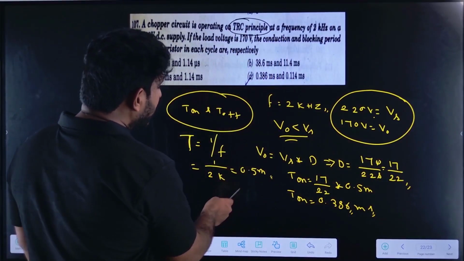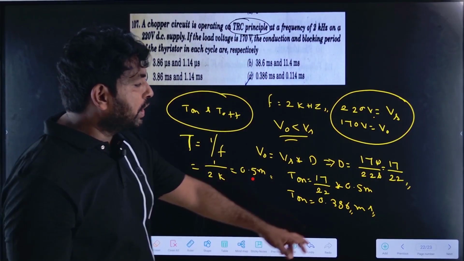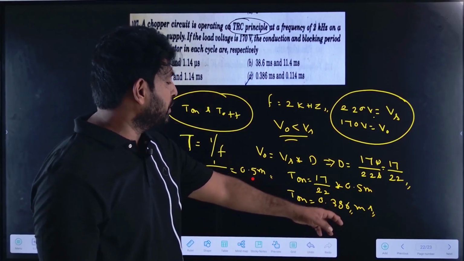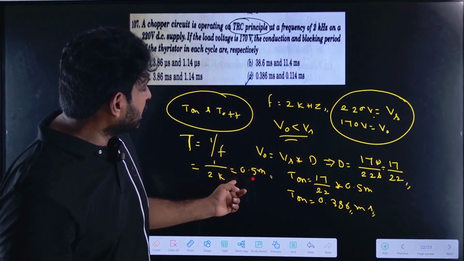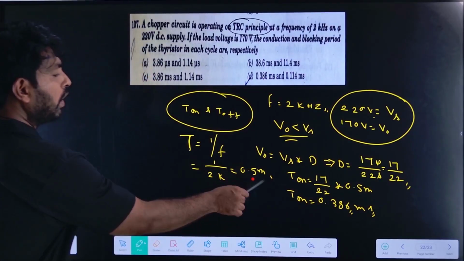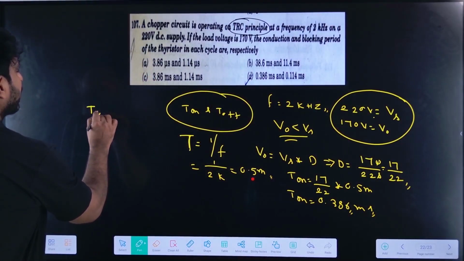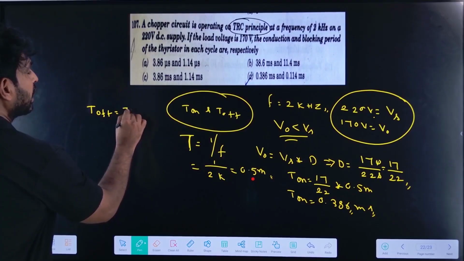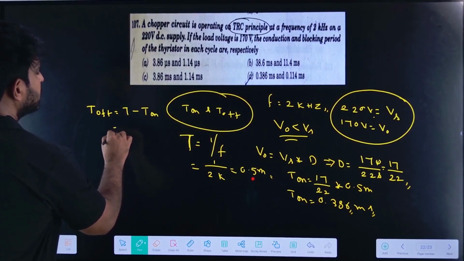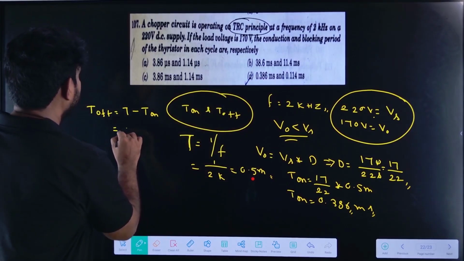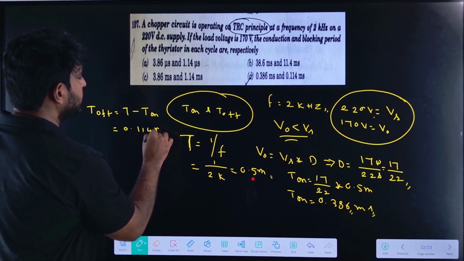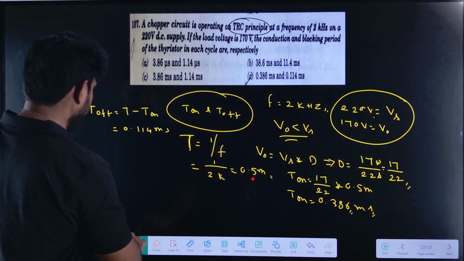So the total time is 0.5 milliseconds, on time is 0.386 milliseconds. What is the off time? The off time is equal to total time minus on time. So 0.5 milliseconds minus 0.386, which is equal to 0.114 milliseconds. So option D is the right option.